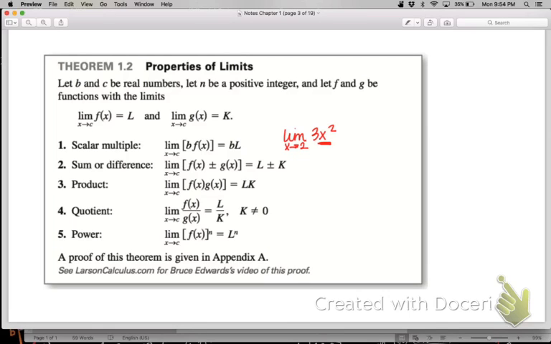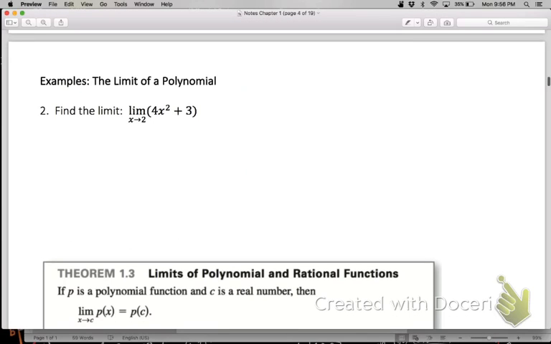If you're interested in this proof, it is in Appendix A of your textbook. Hopefully you're always interested in proofs because I think they're always a good thing to see.